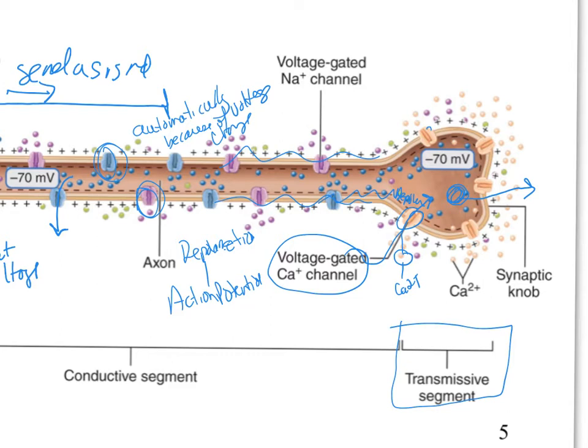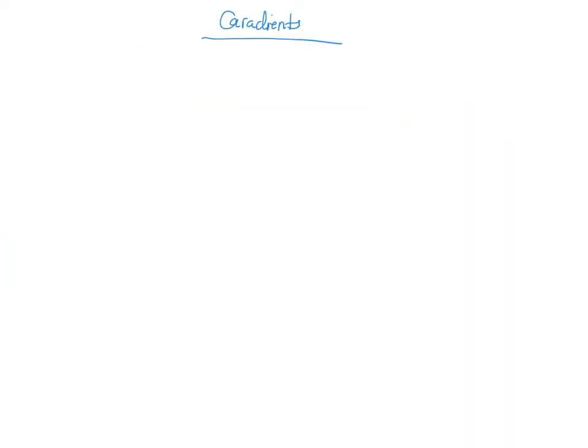All right, let's look at the next slide now. All right, let's quickly review gradients. Okay, so gradients go from high to low. Okay, and we can use different types of gradients. They can be concentration gradients, they can be chemical gradients.